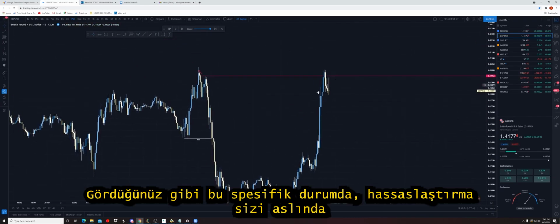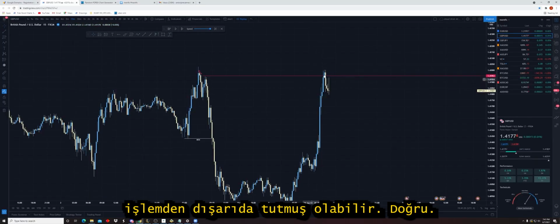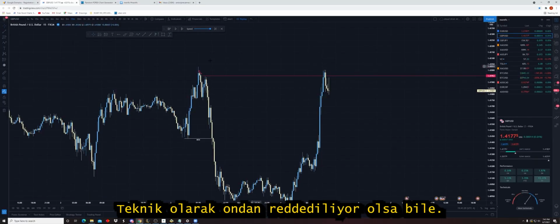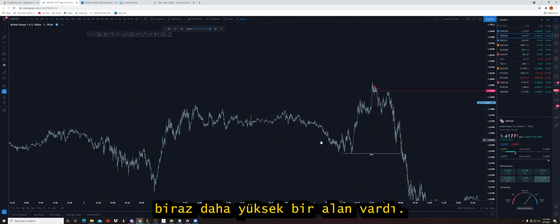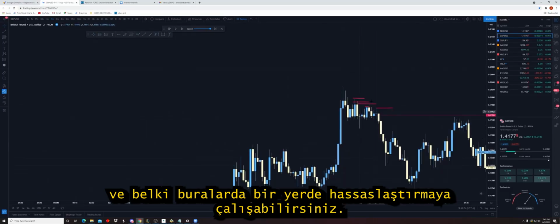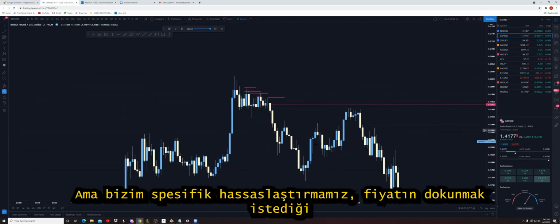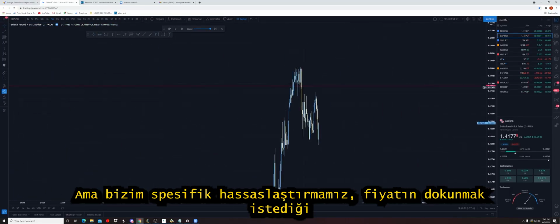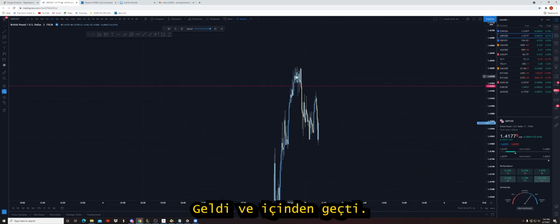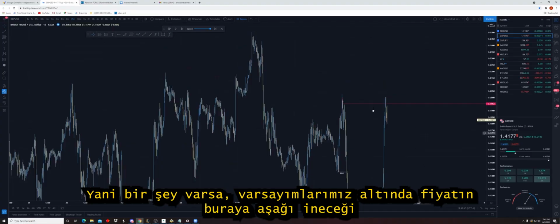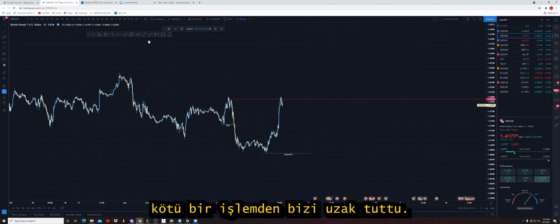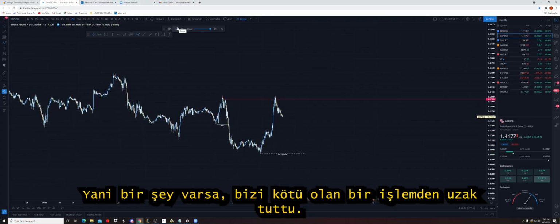Right, so as you can see, in this specific case, the refinement might have actually kept you out of the trade, right? Even though it technically is rejecting from it, it didn't come right to that refinement, which means there was actually an area a little bit higher that it really tapped into, which you can go and take a look at and try to refine maybe somewhere inside here. But our specific refinement was not the refined area that price wanted to tap. It came in and came through it. So if anything, it's kept us out of a trade that, under our assumptions that price would get down here, didn't even make. So if anything, it kept us out of a trade that was bad.